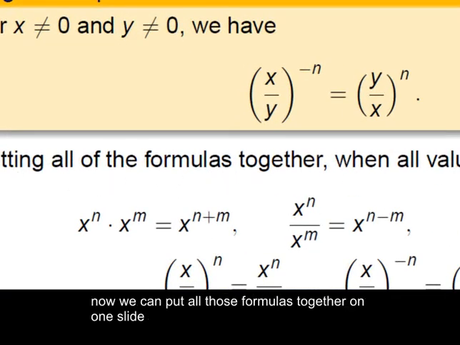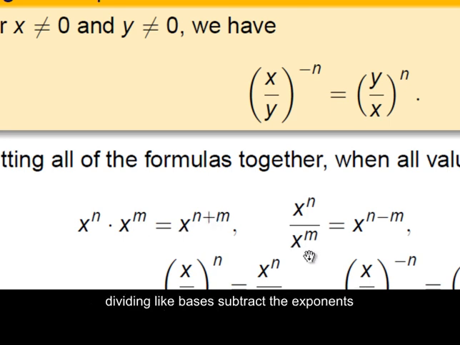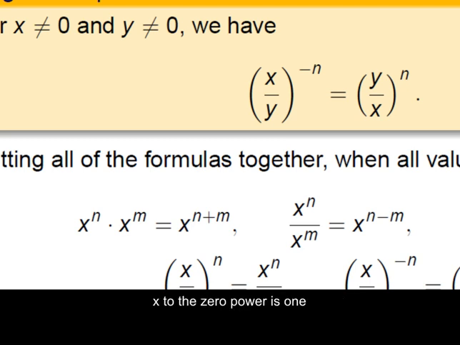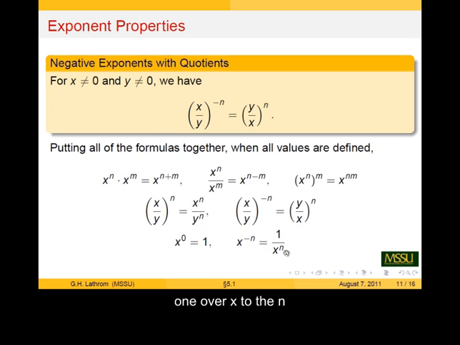Now we can put all of those formulas together on one slide so that we see we have multiplying like bases, we add the exponents; dividing like bases, subtract the exponents; a power to a power, you multiply exponents. The quotient to a power, the power distributes to the numerator and denominator. A quotient to a negative exponent, we take the reciprocal of the base and change the sign of the exponent. x to the zero power is going to be 1, and x to the negative n power becomes 1 over x to the n.